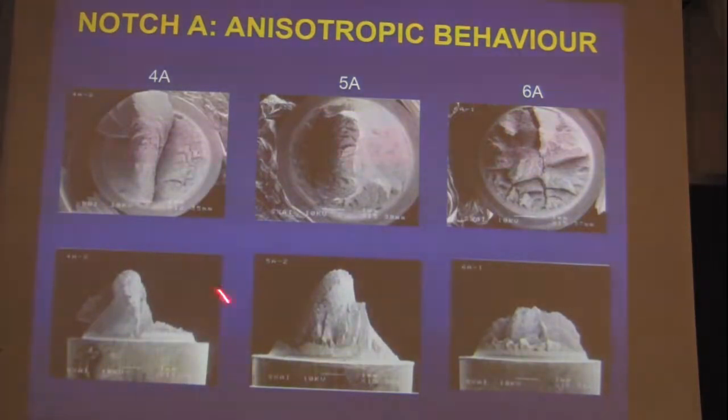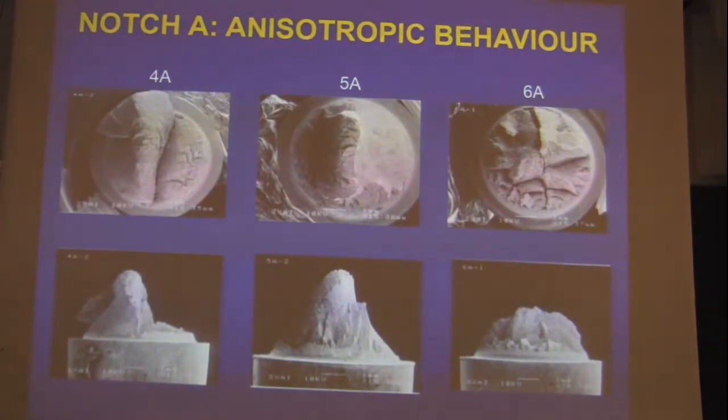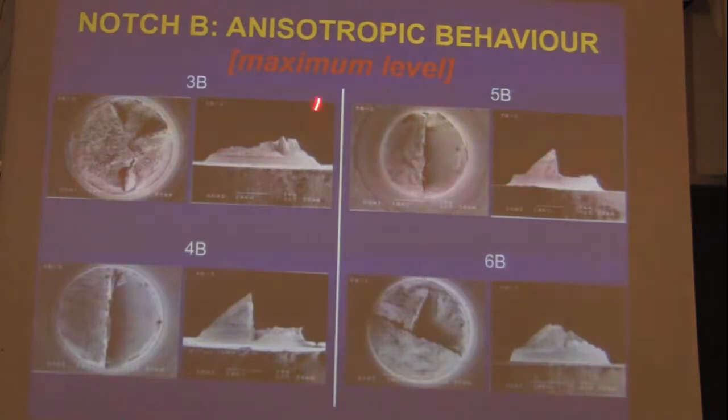We have this mountain profile resembling, you are going to remember this, the painting Tribute Money by Masaccio, because in the background we have this type of landscape, this type of mountains. Here it resembles a different picture, 6A, very stepped. Regarding notch B, this is the maximum level of anisotropic behavior.